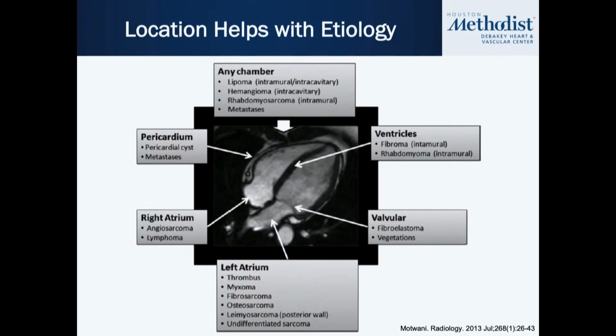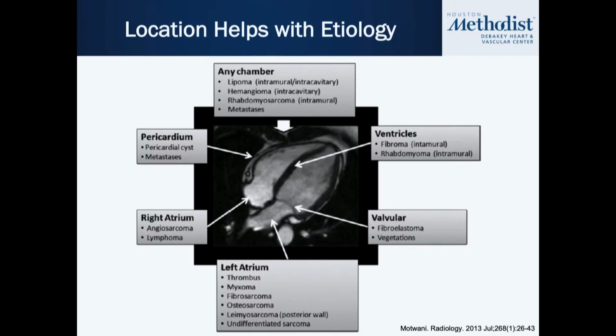So tissue characterization and all of these things do not always give us the final answer. It's important to look at the location as well. For example, if I have a globular mass sitting in the left atrium attaching to the interatrial septum, this helps me a lot in figuring out that this is a myxoma.